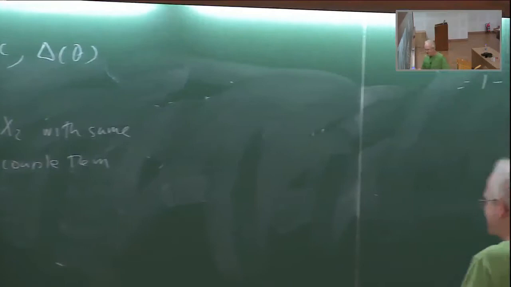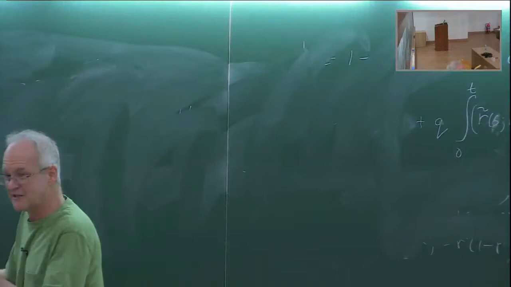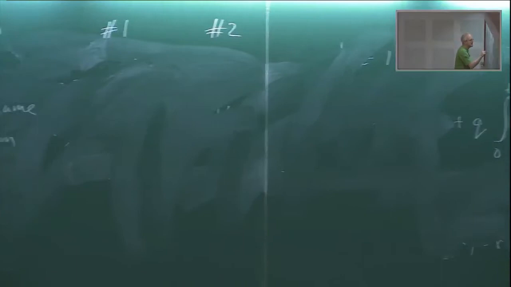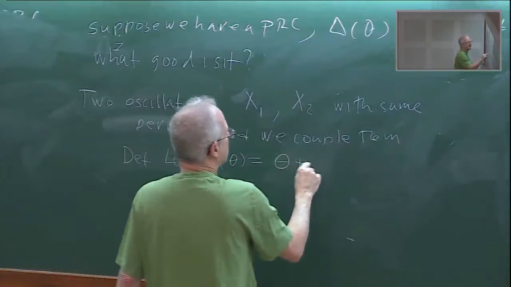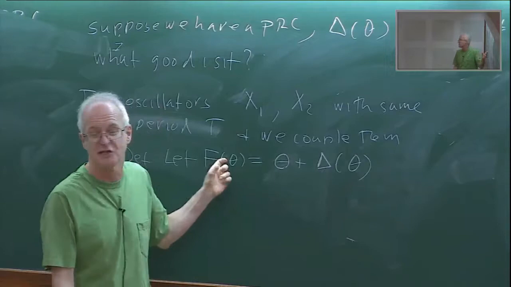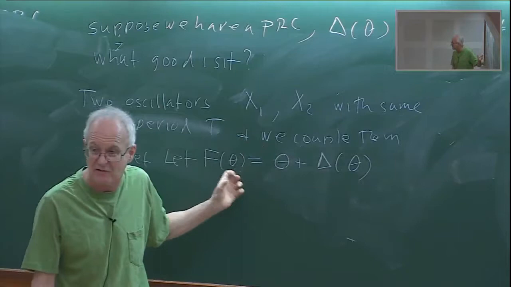All right, so let's do this. Let's do number one over here, number two. Let me make some assumptions to make this a little easier. Definition: let F of theta be theta plus delta of theta. So what is that? That is the old phase plus the perturbed phase, so this is the new phase. This is the phi that we computed for the radial isochron clock.